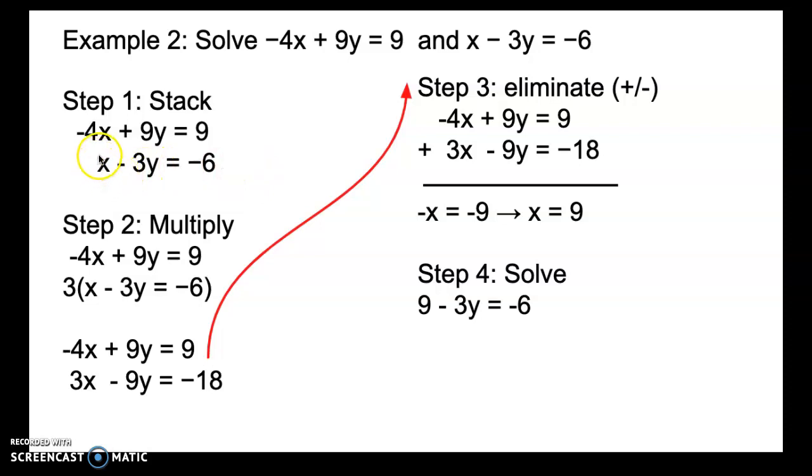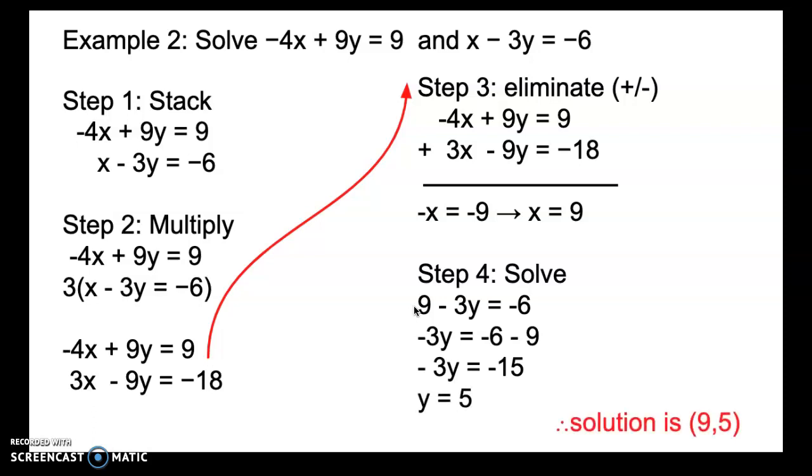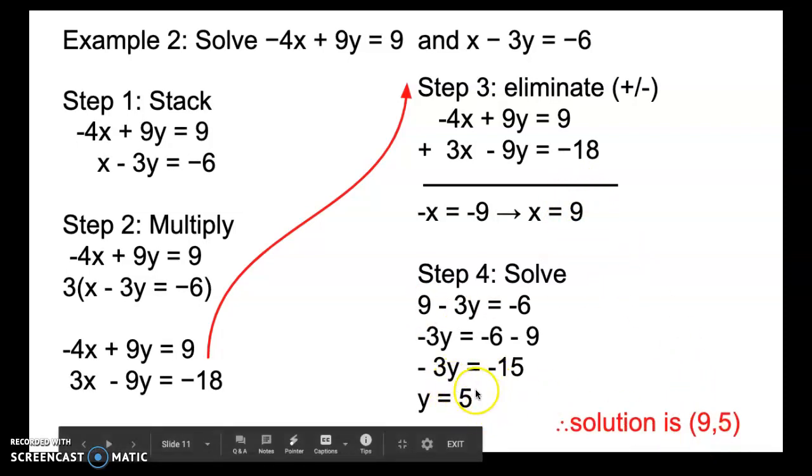So I put my 9 in for my x, so 9 minus 3y equals negative 6, and now I get to isolate y. So first, get rid of the 9 by subtracting 9 from both sides. So negative 3y equals negative 15. And now we divide by negative 3 on both sides to find y. And so my solution is my x value, 9, comma, my y value, 5.